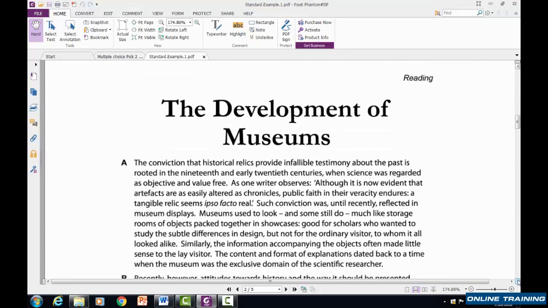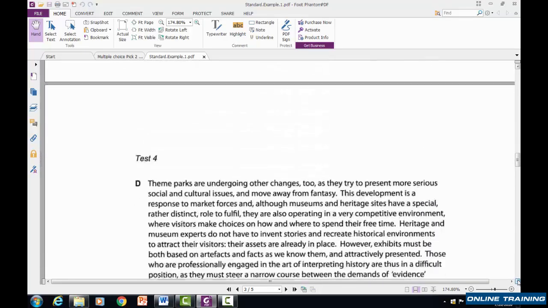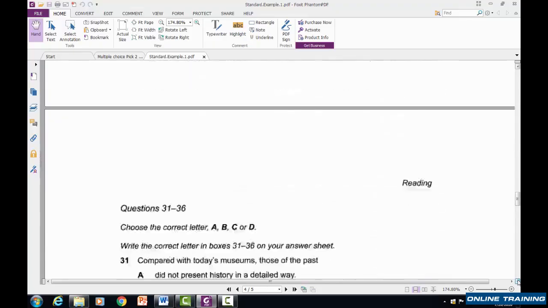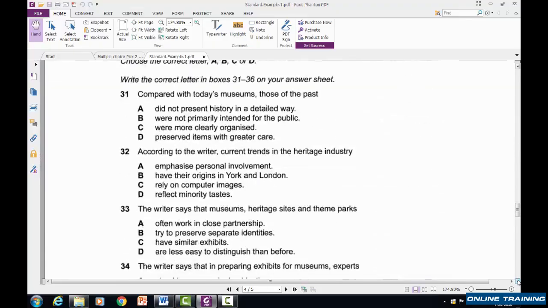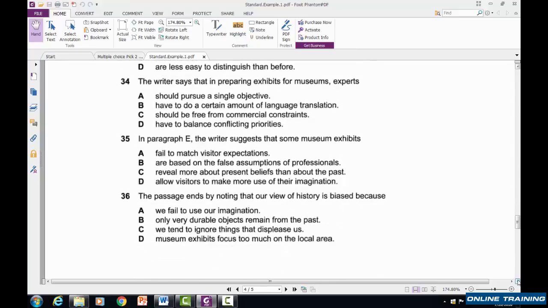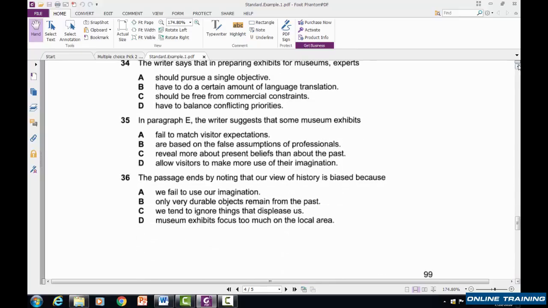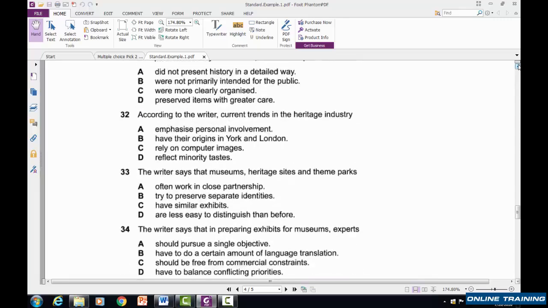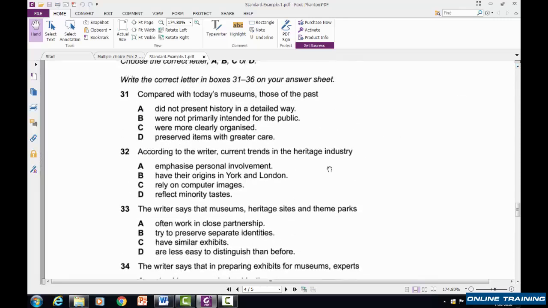All right, so let's look at the standard multiple choice question when it comes to the reading comprehension. So here we go. We have 31, 32, 33, 34, 35, and 36. So these questions go in order. Like I said, first thing we want to look at is which questions are going to be the easiest for us to do first.